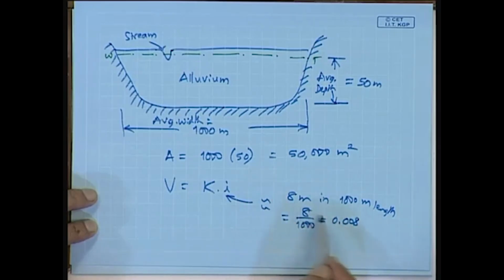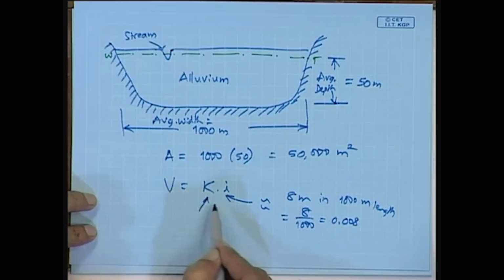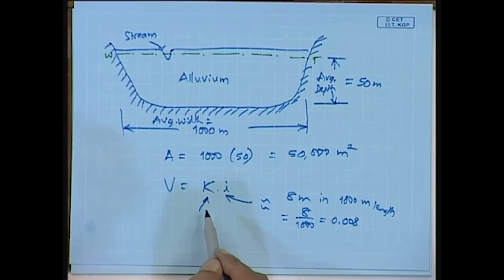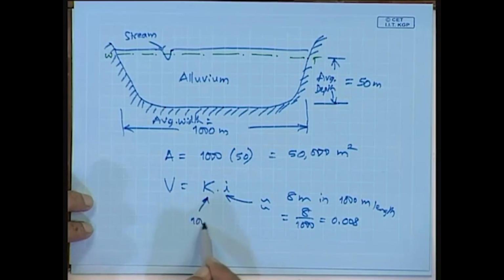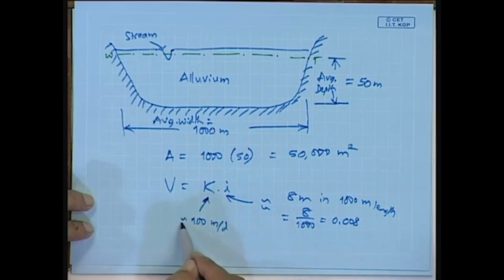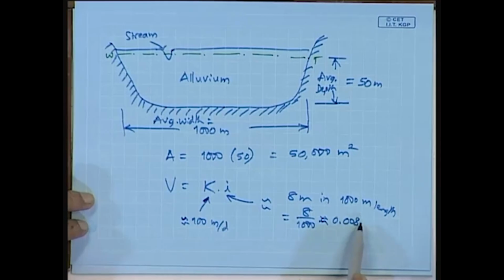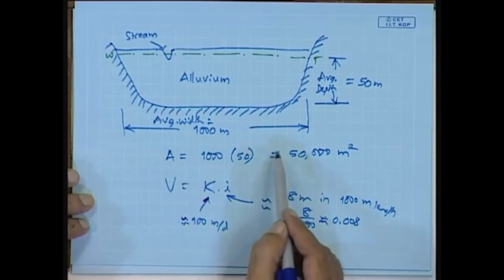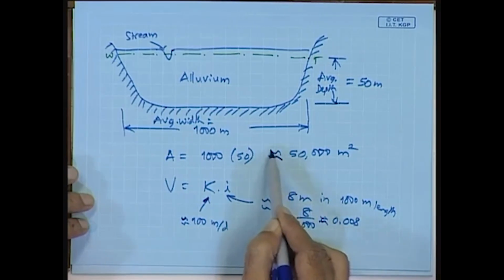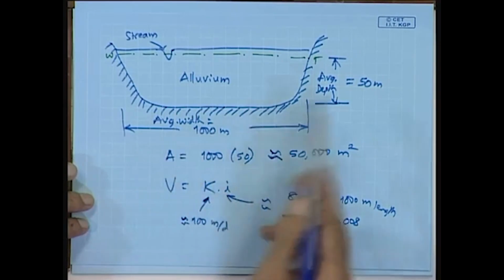and obviously that is the hydraulic gradient, and then the coefficient of permeability, if we take this as say something like 100 meter per day, then simply these are the estimations. Permeability or hydraulic conductivity is estimated as 100 meter per day, and the hydraulic gradient is estimated as 0.008, and the area, again this is also an estimation only, that is why I am using this approximately equal to sign, because this is based on average width and average depth.